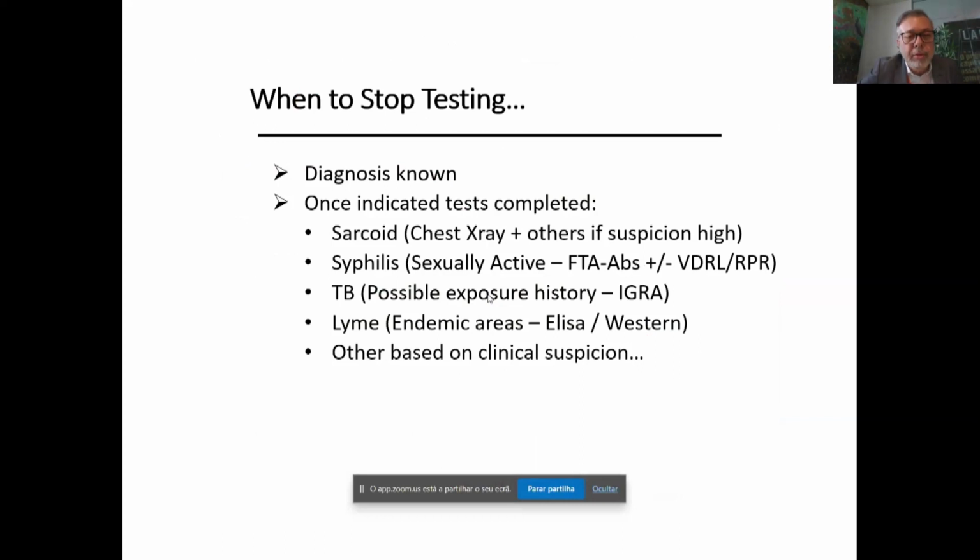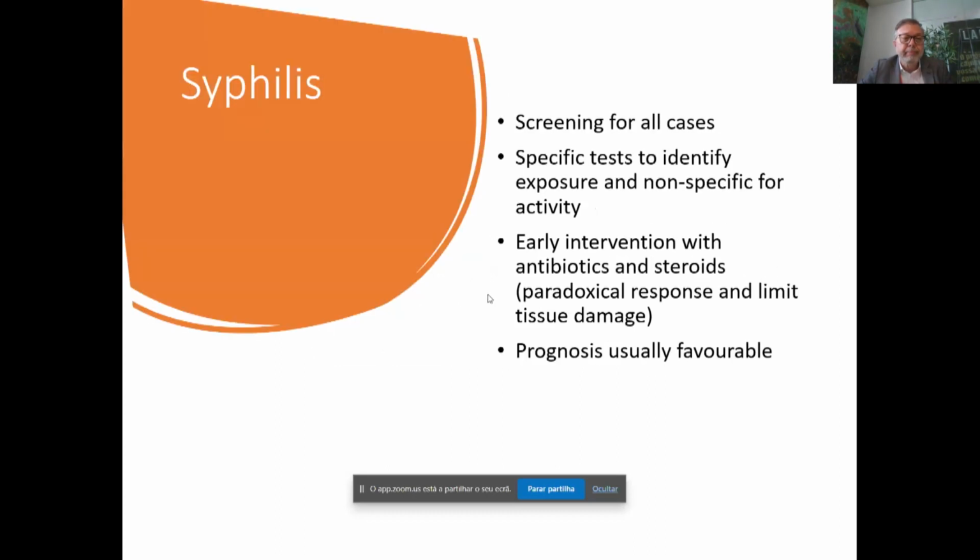So when do you stop testing? Well, if your diagnosis is established and you're happy that the clinical picture is behaving adequately, you stop investigating further. And once the indicated tests have been completed, you don't need to keep going further and further because you have already reached your conclusion. So you can then reach a point where you're satisfied in establishing your treatment strategy. A few things to mention separately here.